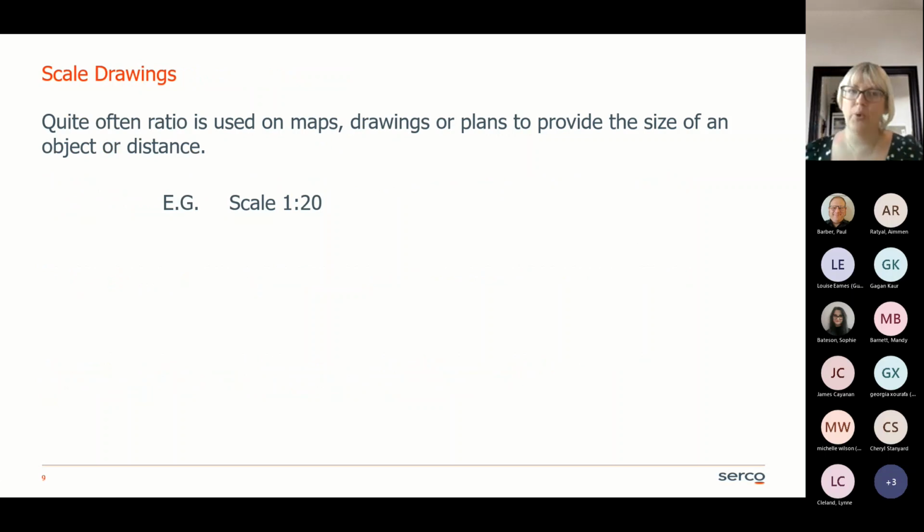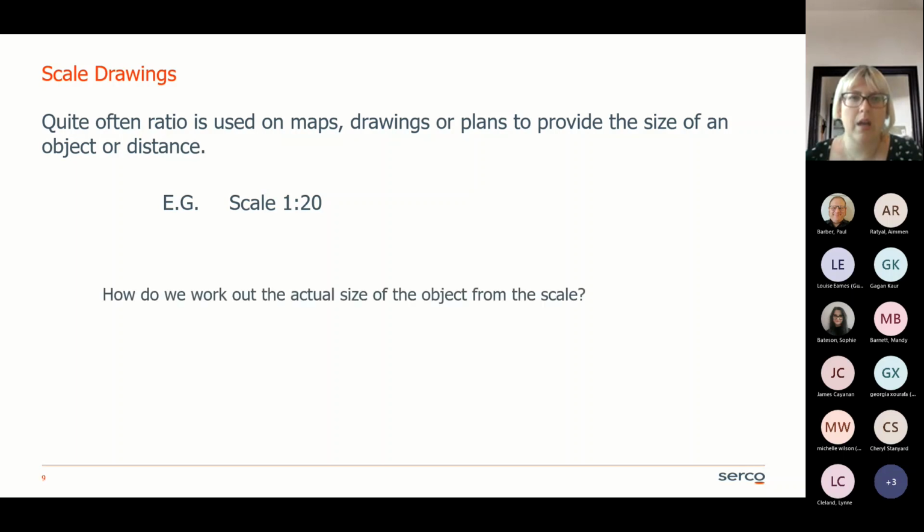Okay, so we're just going to move on to looking at scale drawings now, and how ratios are used in these examples. Quite often ratio is used on maps, drawings or plans to provide the size of an object or distance. So you can see a scale as 1, then a colon, and then 20. So 1 to 20. We're going to have a little look at some examples in a moment.